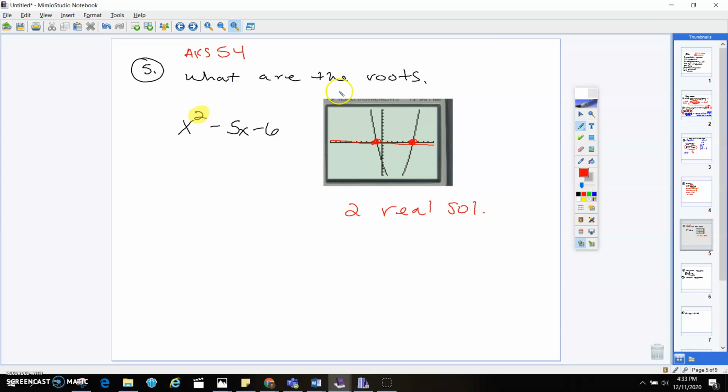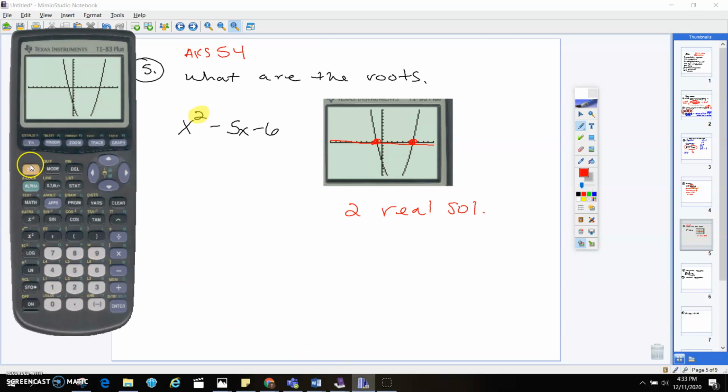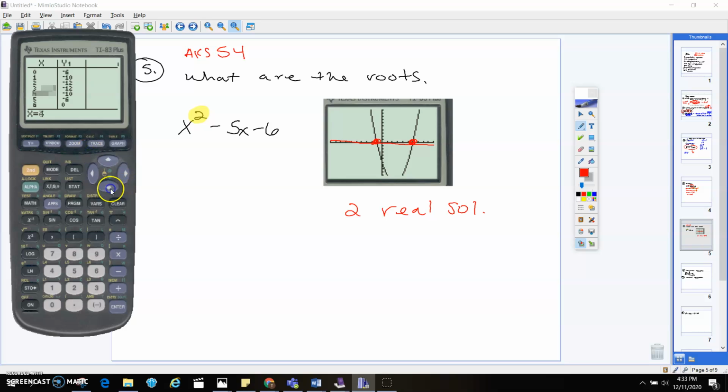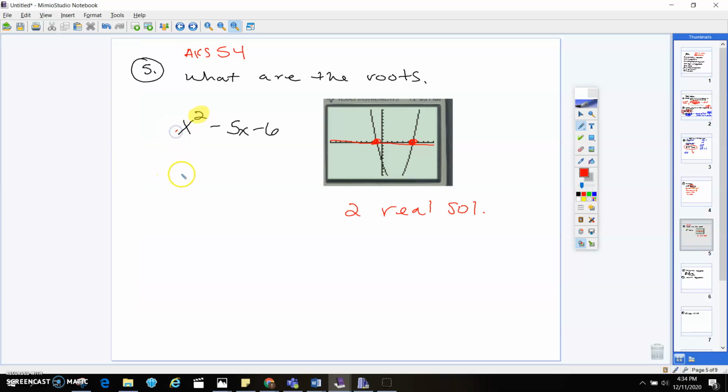And so they're asking what the roots are going to be. So we're going to look at where it crosses the x-axis. Going back to my calculator, I'm going to hit second graph, or you can just look at it on the graph. We've got an x-intercept, or zero, or root, which is 6. And then we have one that is at negative 1. So our roots are 6 and negative 1.